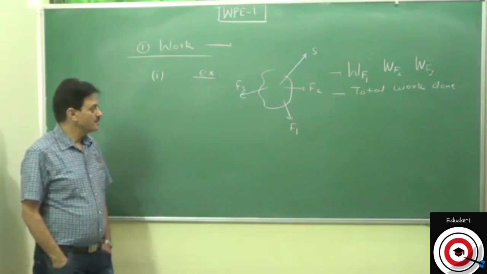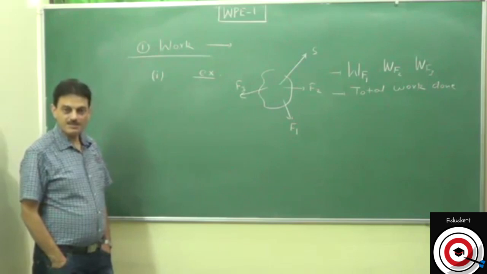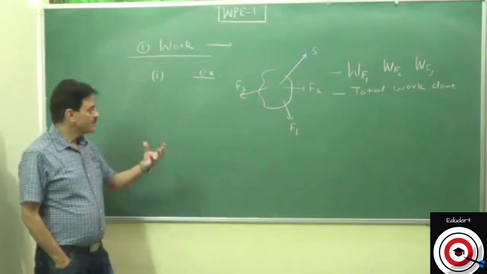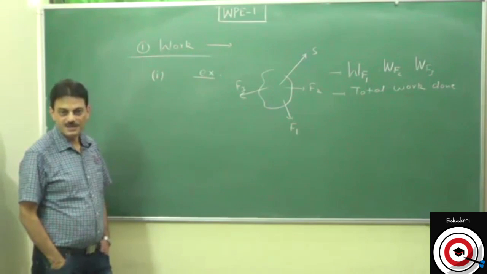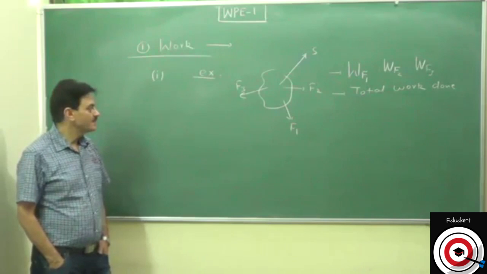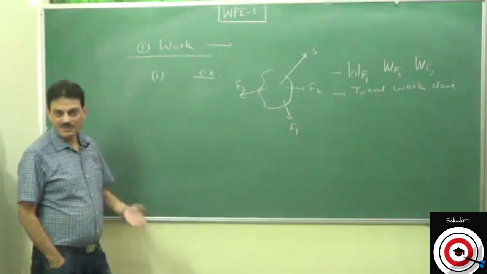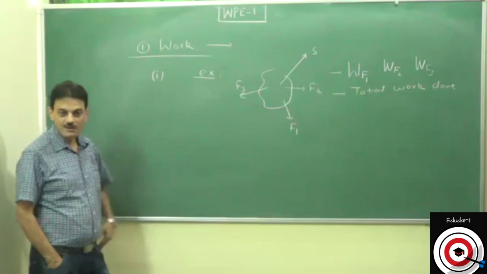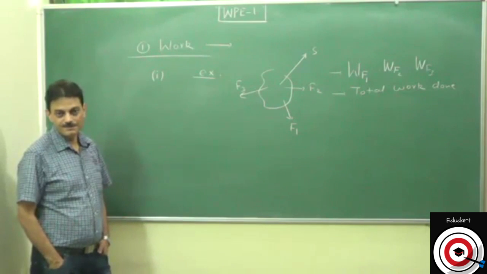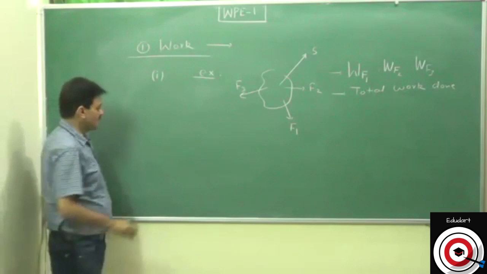So work is done by a force. If two or more than two forces are acting on a body and the body is displaced, then work done by F1 will be different, work done by F2 will be different, work done by F3 will be different, and one is total work. Okay, second point.